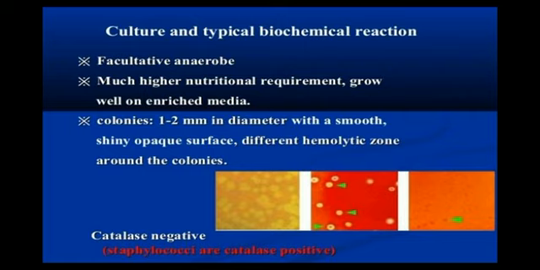Colonies are 1 to 2 mm in diameter. In Staphylococcus it was 2 to 3 mm in diameter, but in Streptococcus it is 1 to 2 mm in diameter, with a smooth, shiny, opaque surface. There is a different hemolytic zone around the colonies.